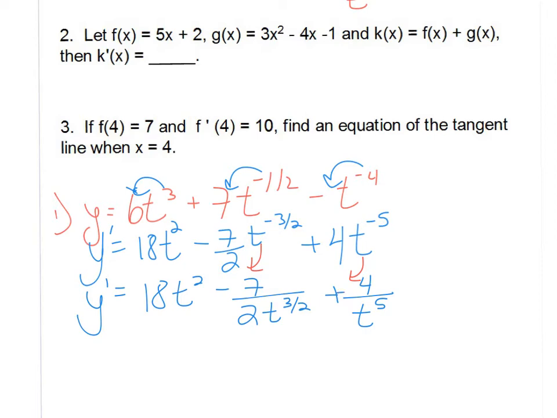Okay, so for 2, we have those 2 functions. Let's find the sum. So I'm going to add the like terms. And then the derivative. So this is k of x. So the derivative is 6x plus 1.